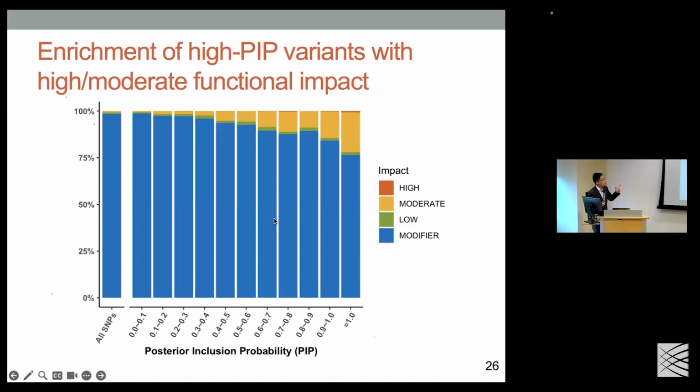Then we compared, and as the PIP increased, there is also enrichment of high PIP variants with high or moderate functional impact. Different colors stand for different categories of variants. Red stands for high, yellow stands for moderate, and moderate includes the missense variant, and low stands for minor and modifier.